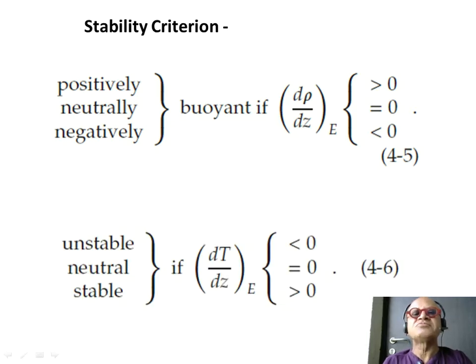And we saw it in terms of temperature, where we called it stable, neutral, and unstable. So in that case, dT/dz is less than 0 for an unstable situation, equal to 0, no temperature gradient, for neutrally stable, and stable for dT/dz greater than 0.